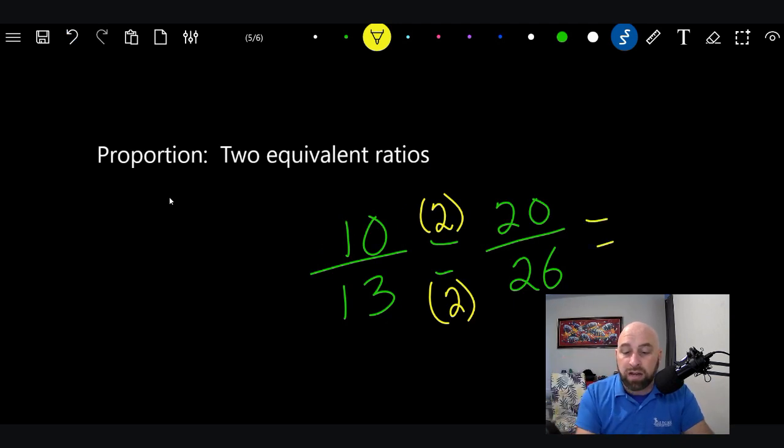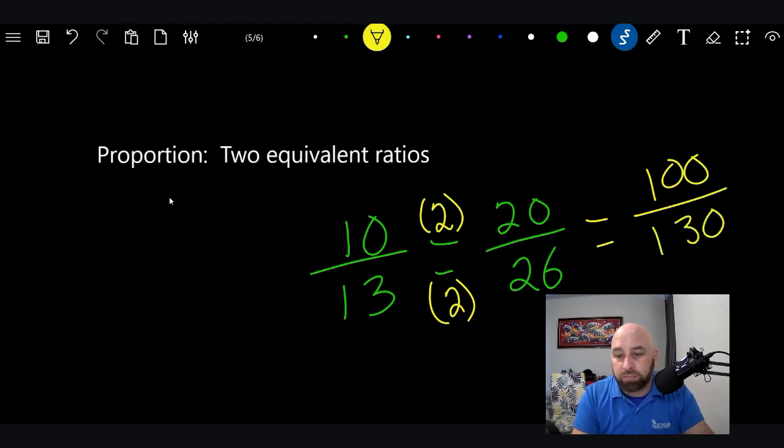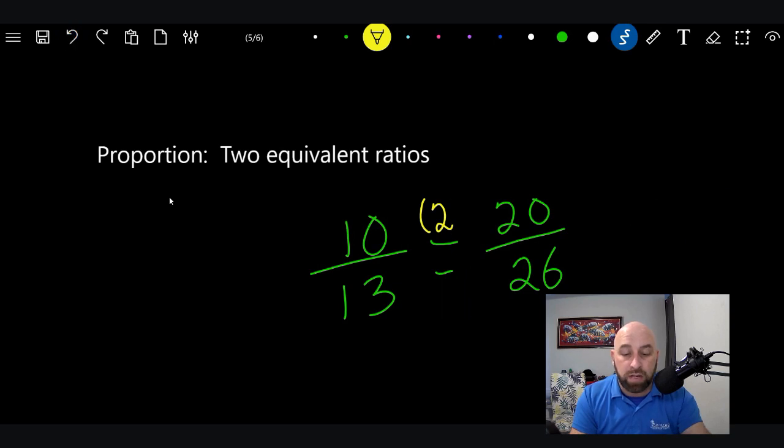I could also make this 100 over 130. That one I just multiplied by 10, and I got 100 over 130. These are all, notice the equal signs, equivalent ratios. So let's go back to the first one that I did. All right, so there's my equivalent ratio.